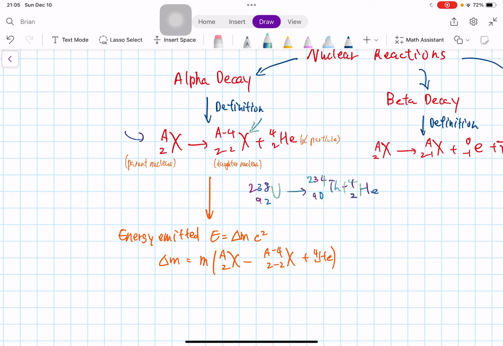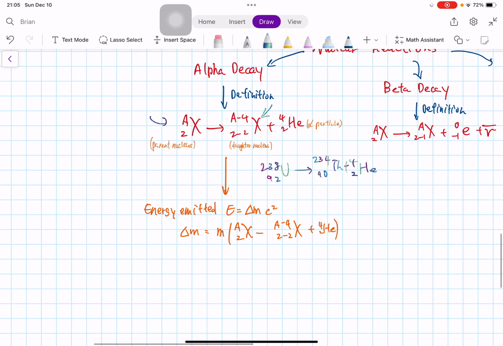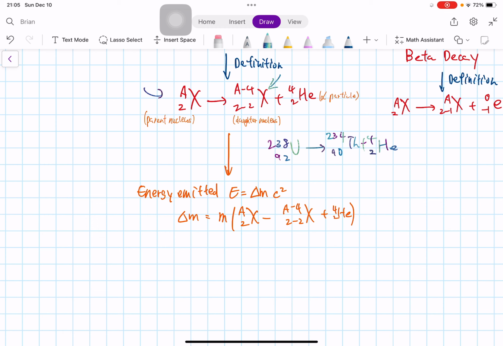So this is just an example of what radioactive decay looks like, the nuclear reaction behind it. And the energy emitted is the difference in mass between this nucleus and this whole thing. The difference in mass is the energy emitted throughout the reactions.